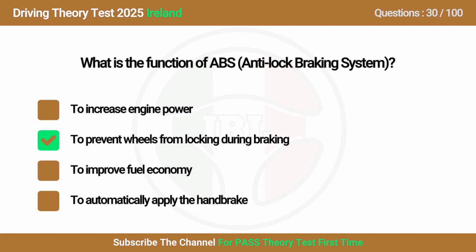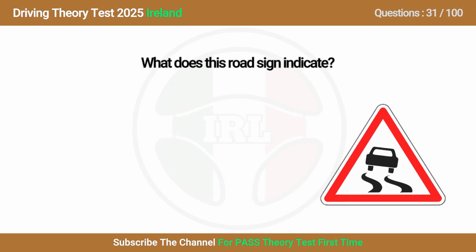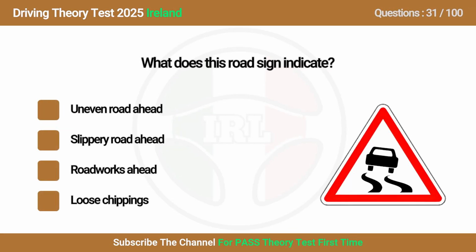Answer is B. To prevent wheels from locking during braking. ABS helps drivers maintain steering control during hard braking by preventing the wheels from locking up. It allows the driver to steer around obstacles while braking. Question 31. What does this road sign indicate? A. Uneven road ahead. B. Slippery road ahead. C. Roadworks ahead. D. Loose chippings.